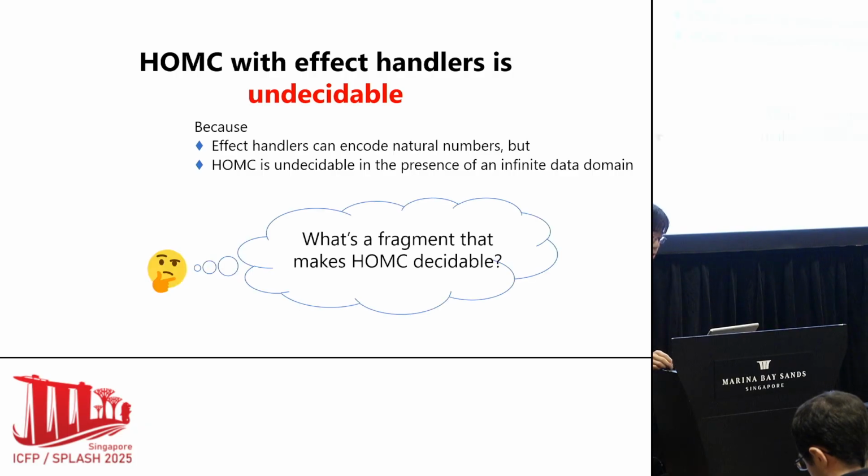Yeah, but then the natural question is: what is a fragment where higher order model checking is decidable? How can we restrict the programs or effect handlers and so on to make model checking decidable?